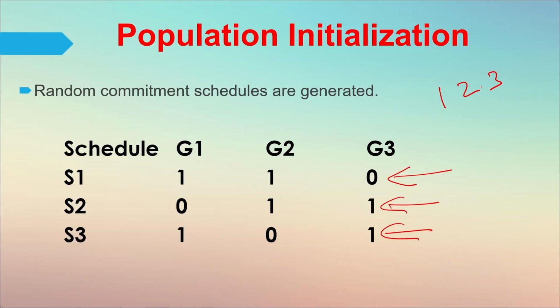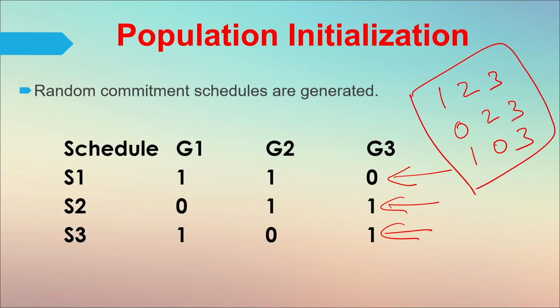This schedule, 1, 2, 3, means all three generators are in the on condition. Another combination is 0, 2, 3, and another is 1, 0, 3. That means in the first, the first, second and third generators are on. In the second, the first generator is off, and the second and third generators are on. This is treated as the initialization of the population, and it is initialized randomly. After population initialization, each chromosome is applied to the fitness function, and the fitness is evaluated.